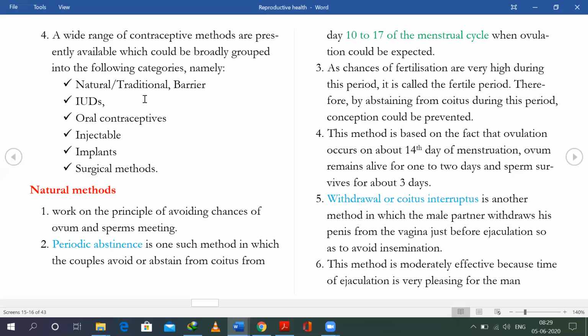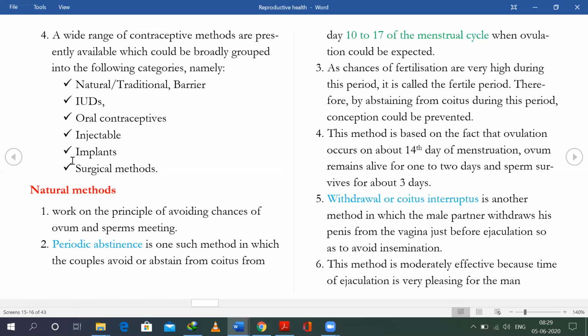So natural methods, these are very traditional methods. Then we have the barrier methods. And the most frequently used one is IUDs. We call them intrauterine devices. Then we have the oral contraceptives. These are small pills, oral contraceptive pills. And injectables, something that can be injected into the blood circulation.